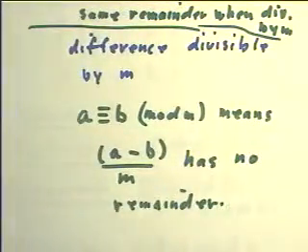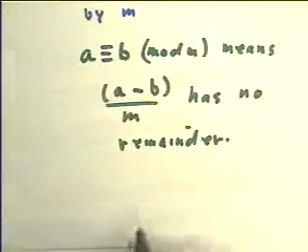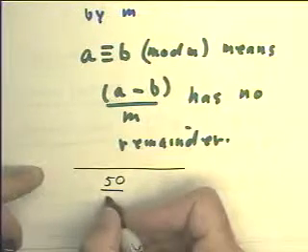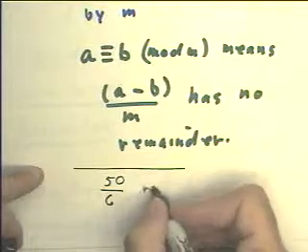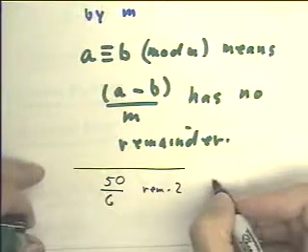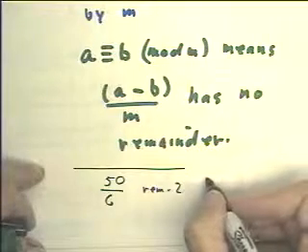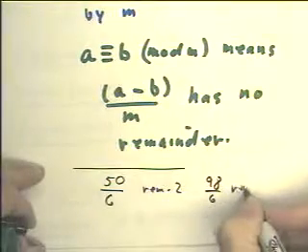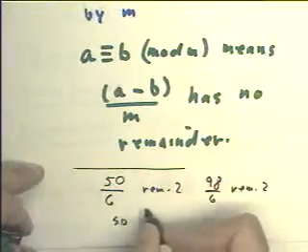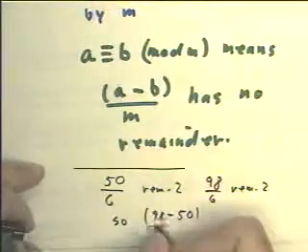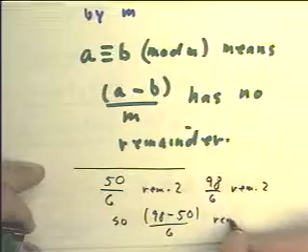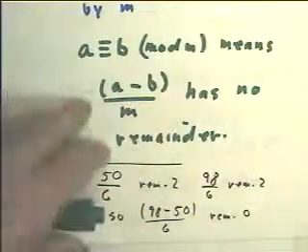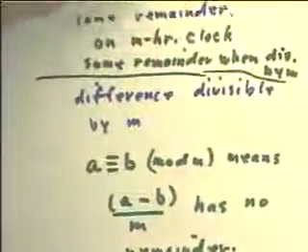If you divide, let's just do one example. 50 divided by 6 has remainder 2. 98 divided by 6 has remainder 2. So 98 minus 50 over 6 should have remainder 0, and you can check and see that that is the case, and you might want to be sure you think through why that's the case so you really understand the equivalence.